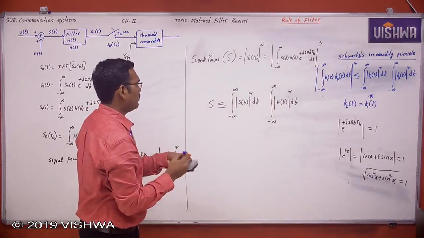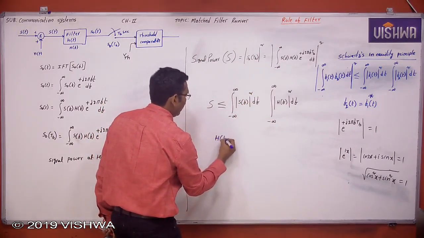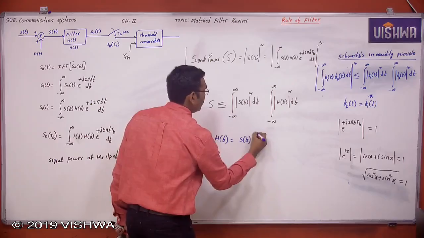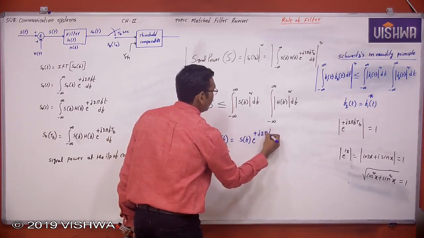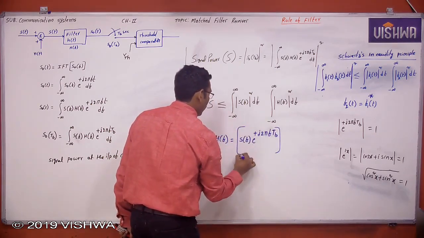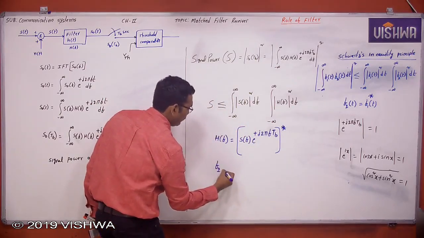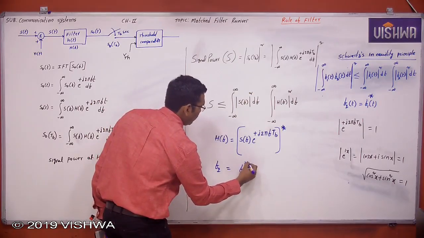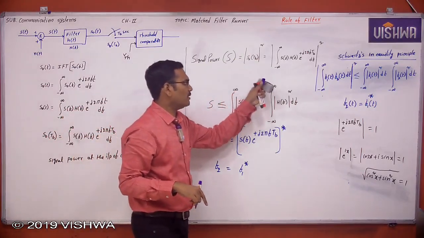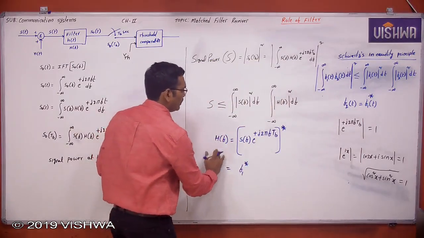Now let us see, for example, this is H of f, which is equal to S of f into e power plus j 2 pi f Tb, whole complex conjugate. Now because f2 is equal to f1 complex conjugate, this is possible, then only the splitting is possible. Okay, this splitting is valid when f1 and f2 are complex conjugate, whether this one is complex conjugate of this or this one is complex conjugate of this.